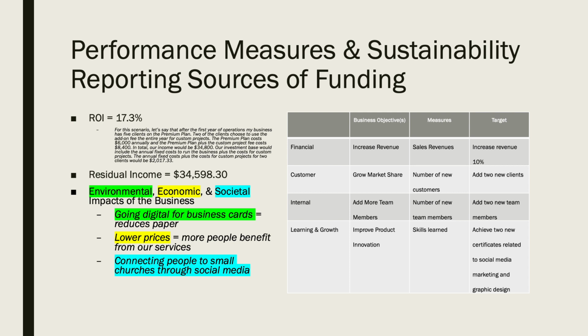Because I'm a college student, I'd be the only employee as of now. Prices would be low and more people would benefit from our services because it's more affordable. And the societal impact is connecting people to small churches through social media. And on the right in this chart, we have performance measures showing the financial, customer, internal, and learning and growth measures here.